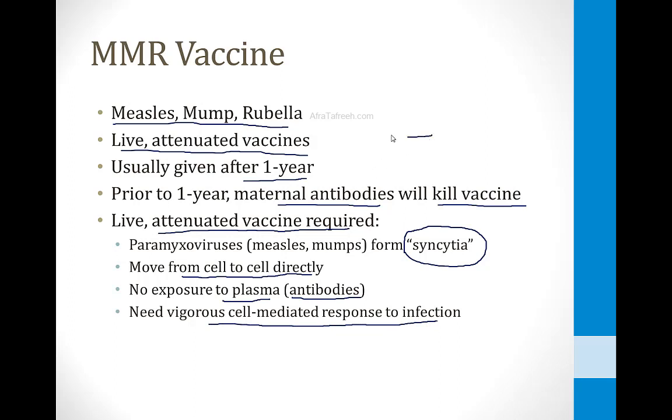And in general, live attenuated viruses are more potent at generating a cell-mediated response to infection. Killed virus vaccines tend to generate more antibodies and less cell-mediated response. So you have to use a live attenuated virus vaccine in order to protect against measles and mumps for this reason.